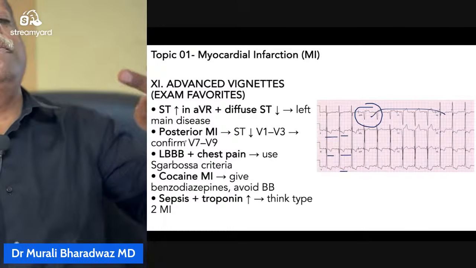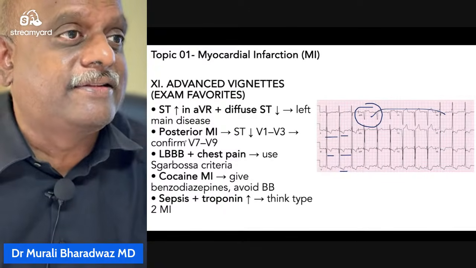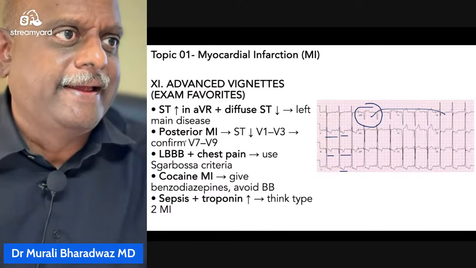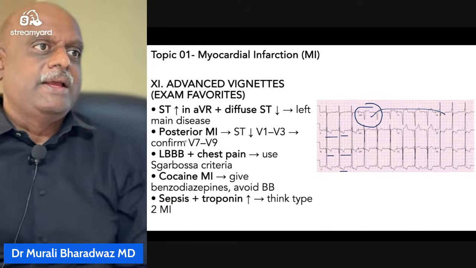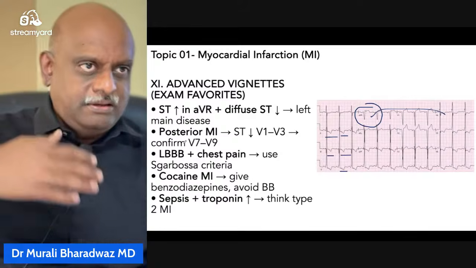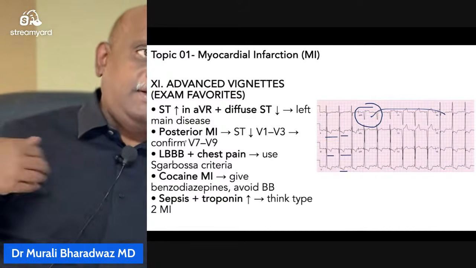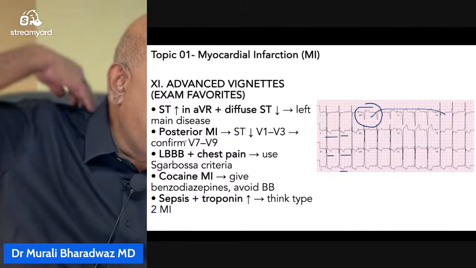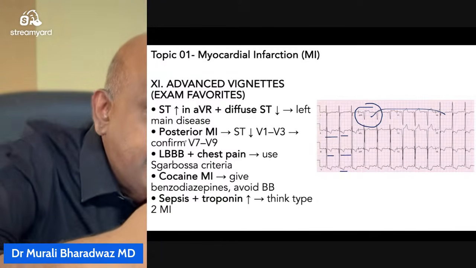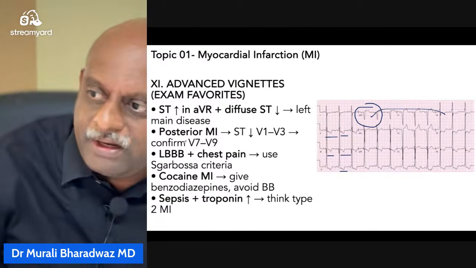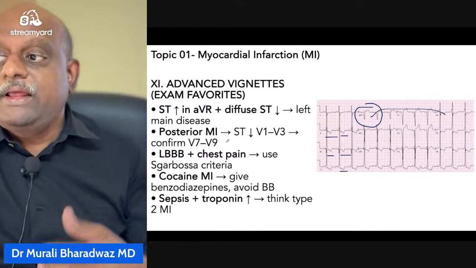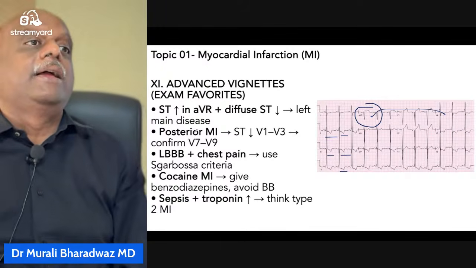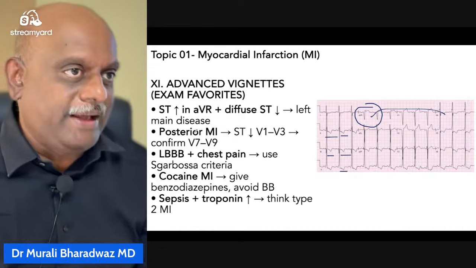You look for the reciprocal changes in the anterior leads. When posterior wall MI is there, look for the reciprocal changes in the anterior leads. So what are they? If there is an anterior wall infarction, you expect ST elevation in V1 to V3, which are anterior leads. But if posterior wall infarction is there, instead of ST elevation, you get ST depression, right? So when there is ST depression in V1 to V3, that confirms it is a posterior wall MI.